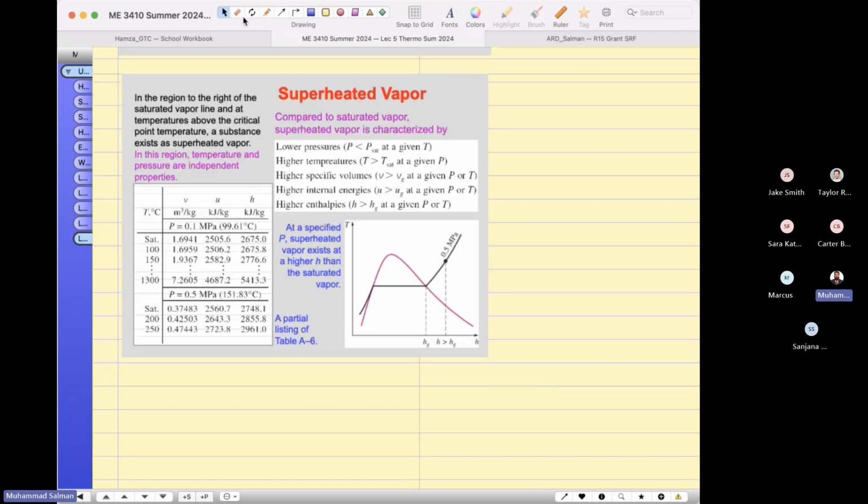You see this table, it is just a small portion of table A6. So in table A6 you can find out the properties in this region.